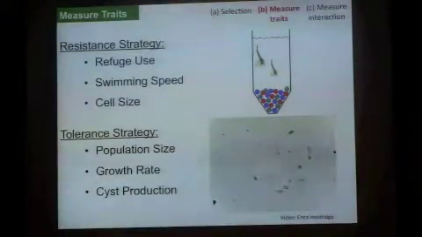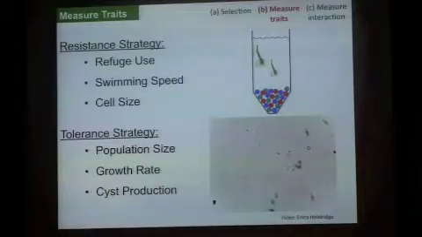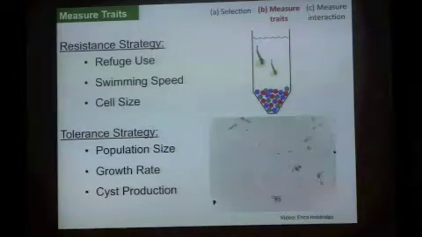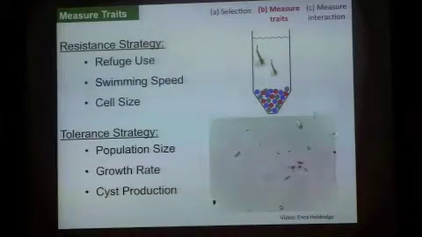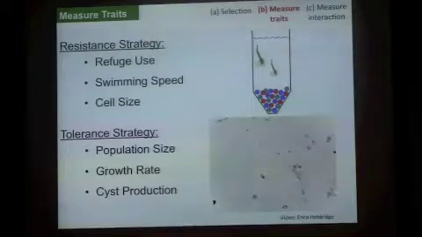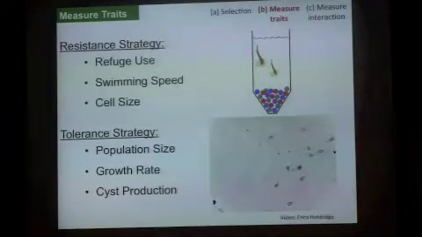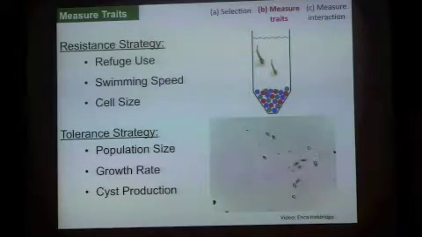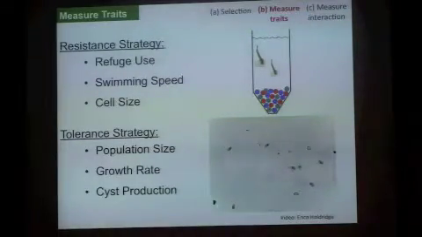So measuring traits is not super easy in these things because they're microbes and you can't see them very well. So these are the 6 traits that we've tried to measure in these. And I've grouped them into resistance strategies and tolerance strategies. So the resistance strategies are things that allow them to resist predation or avoid getting eaten. The tolerance traits are things that allow them to just keep up with the rate of predation.